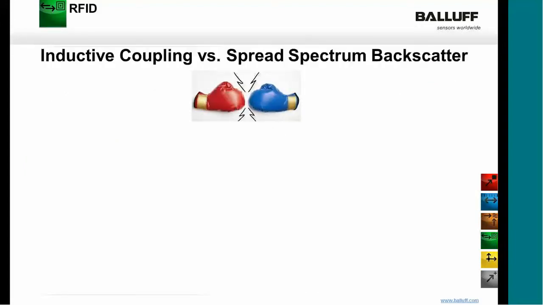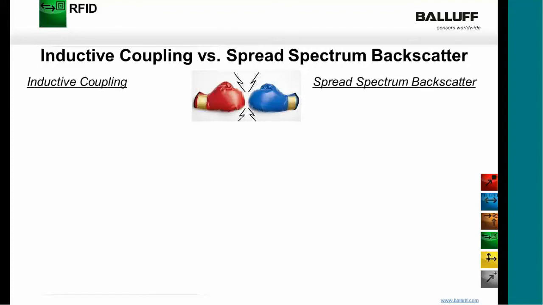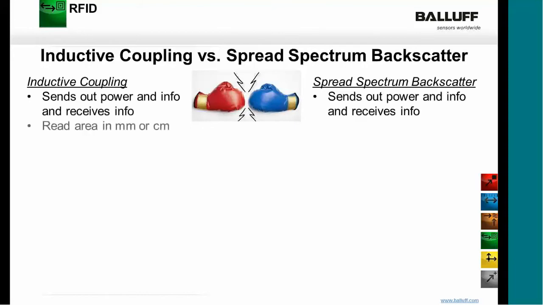So Jason just covered our inductive coupling and backscatter technology. So inductive coupling, as Jason mentioned, really covers our low frequency and high frequency tags, and the backscatter is our UHF technology. So let's have a quick look at what the comparisons are between the two. With inductive coupling and backscatter, in both cases, the RFID head sends out power and information and receives information from the tag or the data carrier.